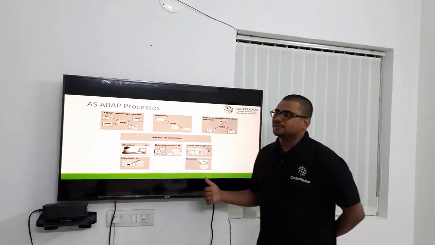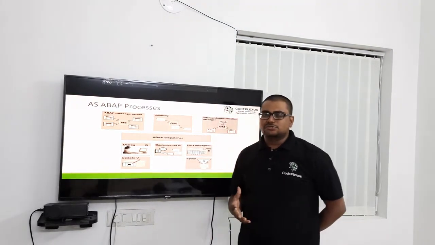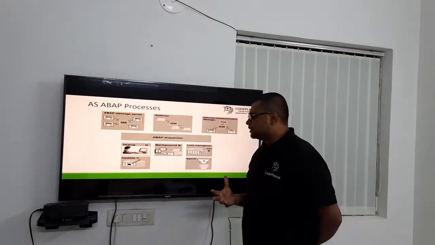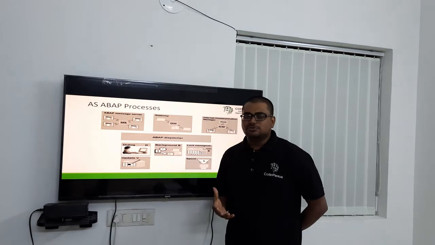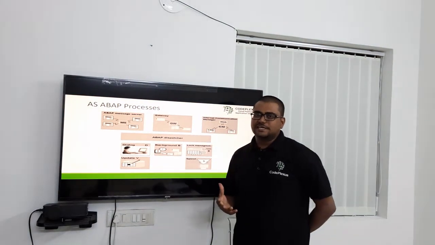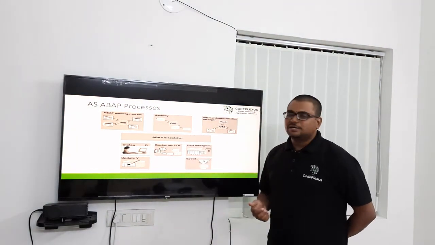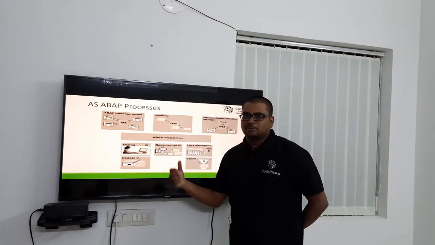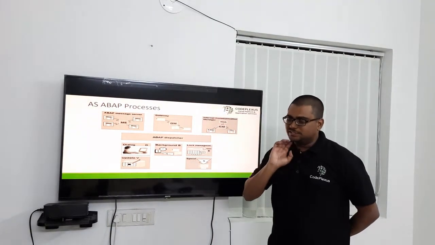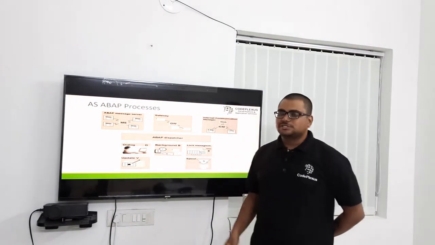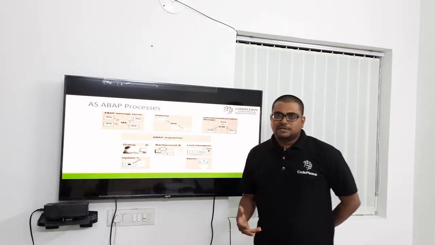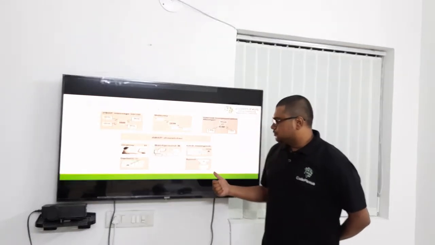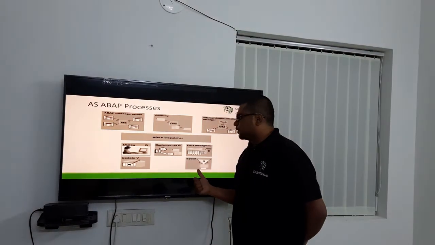In log management, it locks the resources of the system so that another user cannot access them at the same time. This log management is also called the enqueue work process. The update work process is used to execute the updates in the system, and the spool work process is used to print the documents which are queued to the printer.